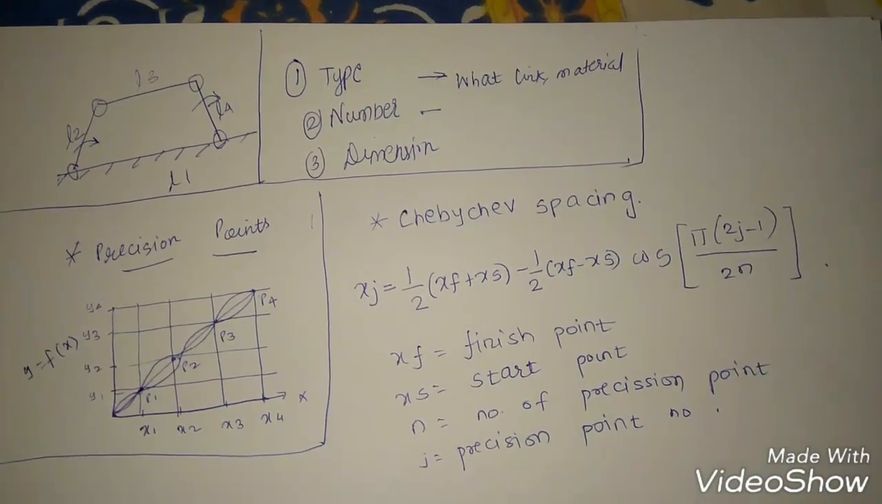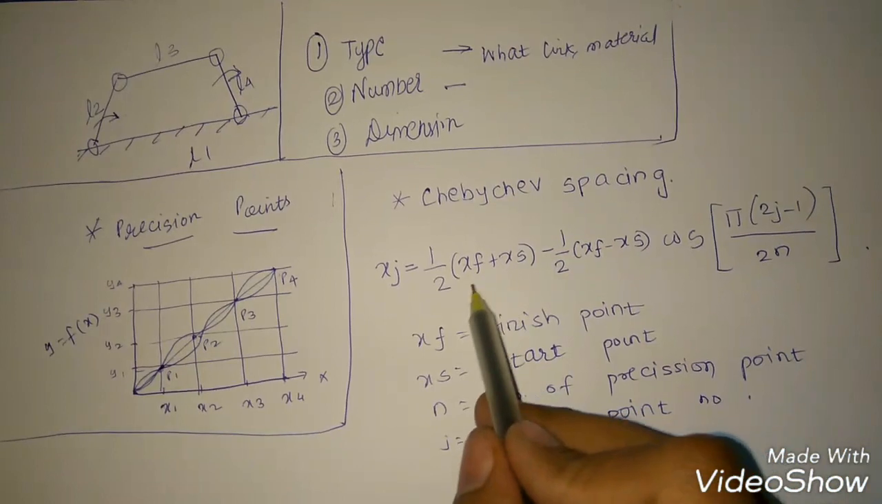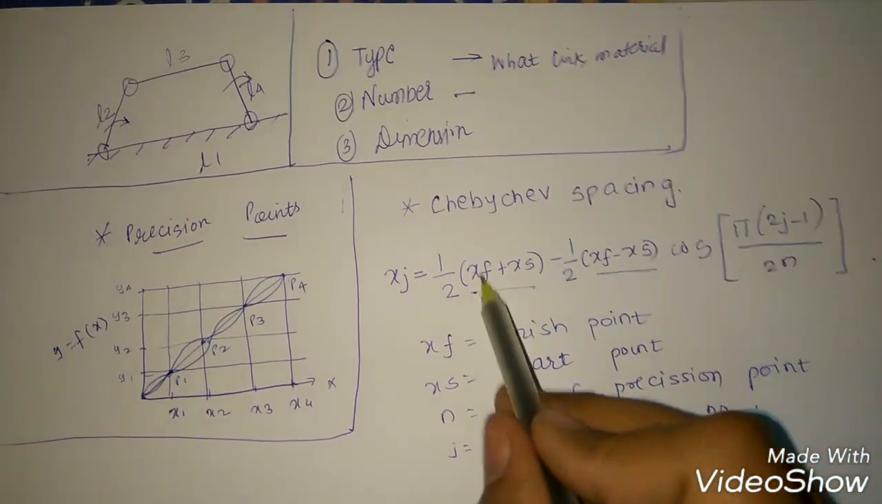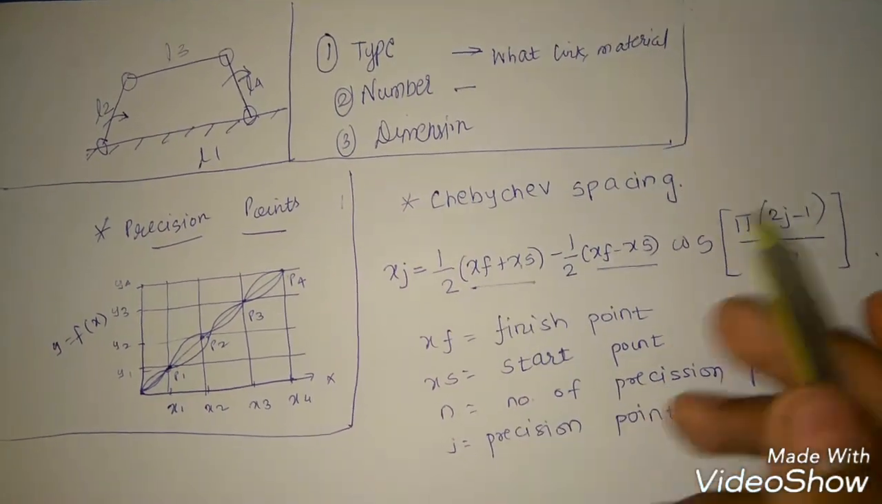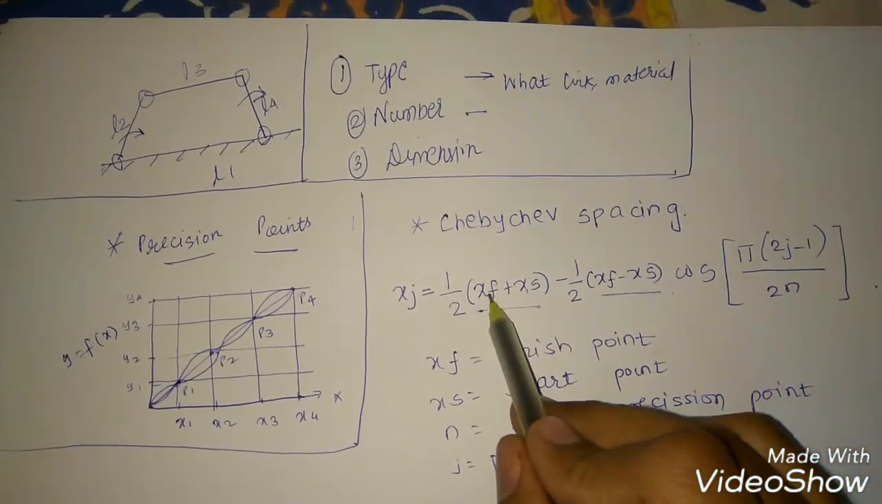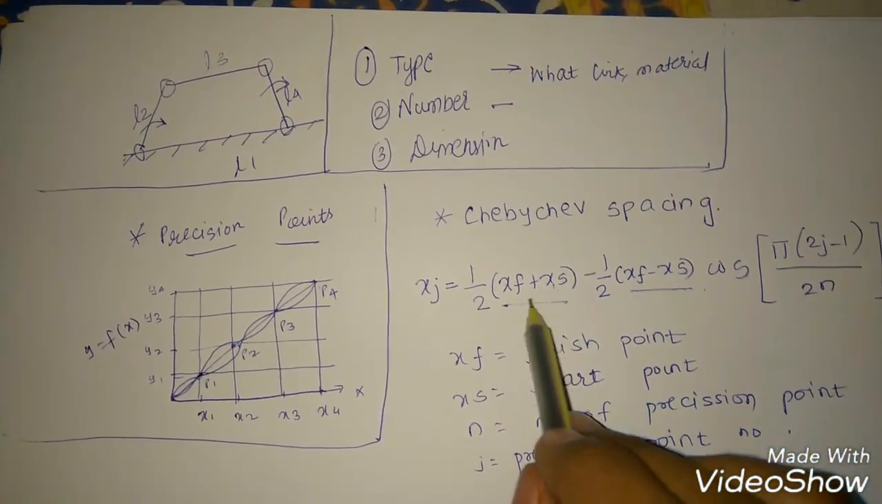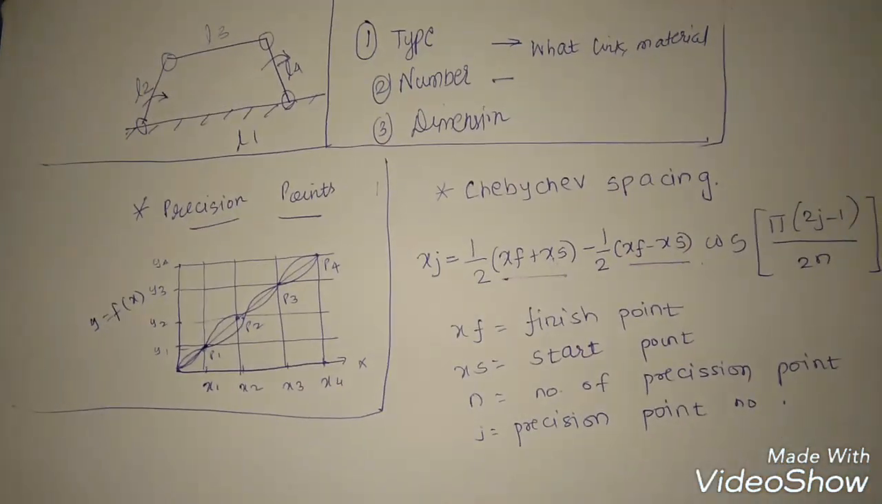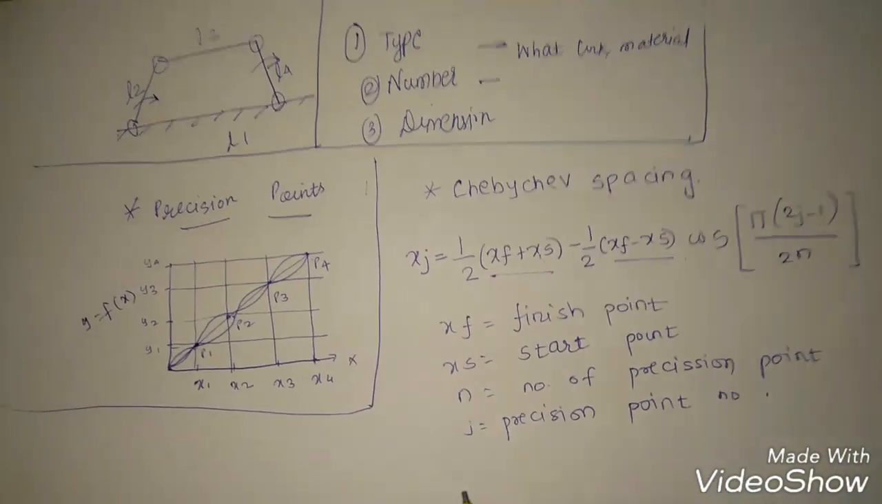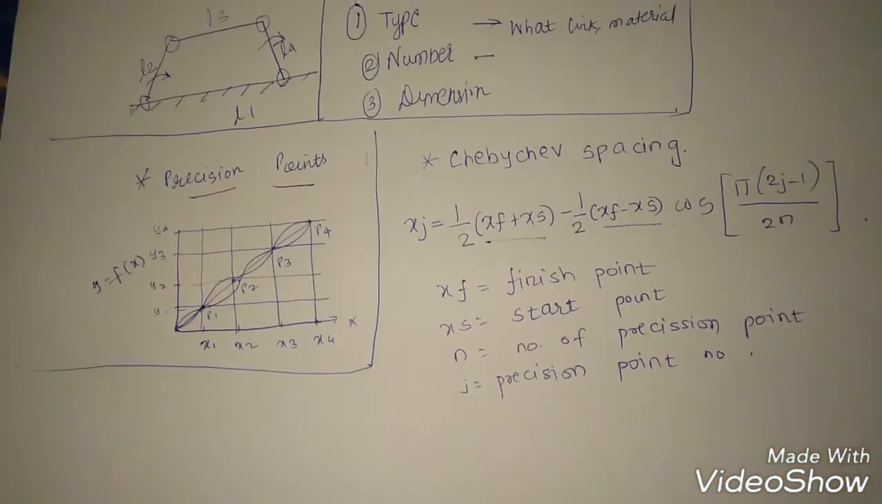So this is the formula for Chebyshev spacing. We should consider taking the sequence as xf plus xs, because we may get jumbled in this term when we take xs and xf alternately. So consider xf plus xs to be in the same position as mentioned. Next, this is the Chebyshev spacing.